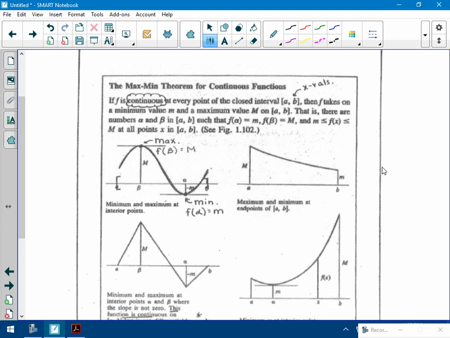Okay, so that probably sounds real confusing to you. And that's because that's how math theorems sound. Really, it's not saying all that much. So let's break this down. If f is continuous, and continuous is a key part, it's got to be continuous, at every point on the closed interval from a to b. So here's a, here's b. f is some function, this is just an example, could be any function that's continuous on that interval.